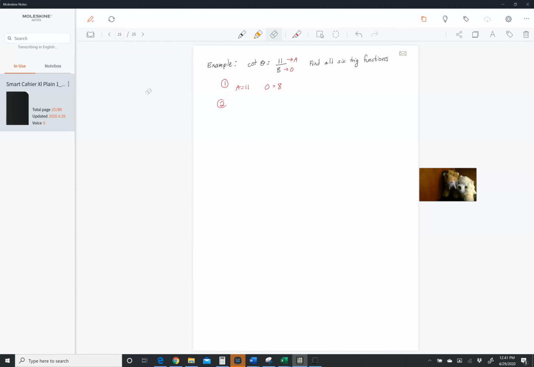Then we're going to find the hypotenuse. So we use the Pythagorean Theorem. O squared plus a squared is equal to h squared. So 8 squared plus 11 squared is equal to h squared. 8 squared is 64. 11 squared is 121. That's h squared. So this gives us 185. So h is the square root of 185.